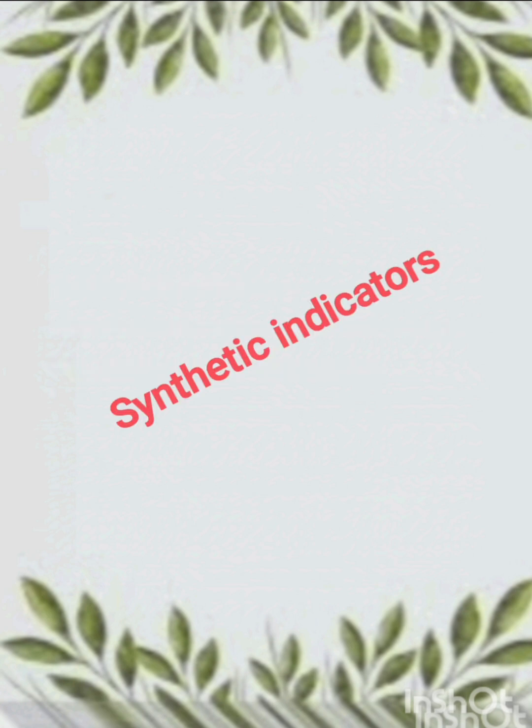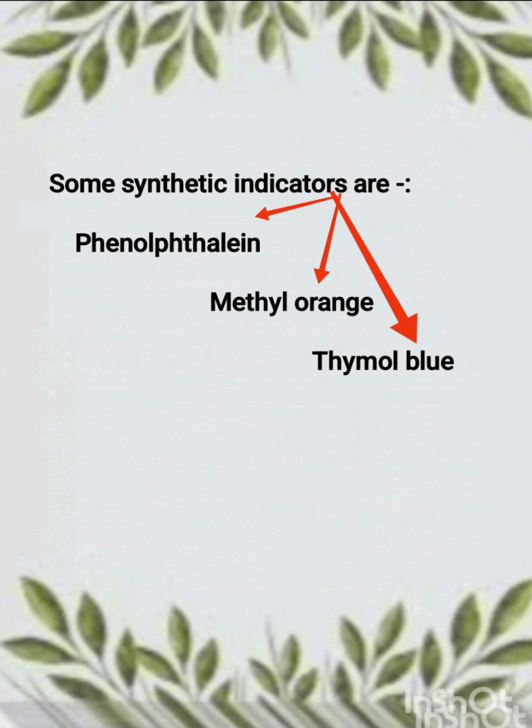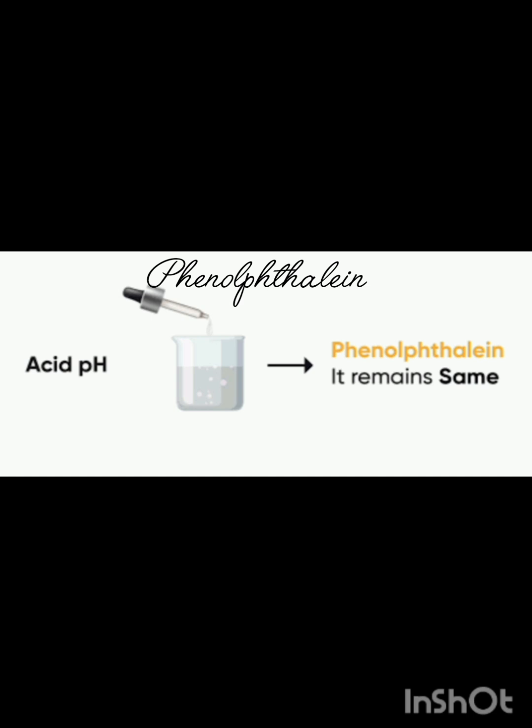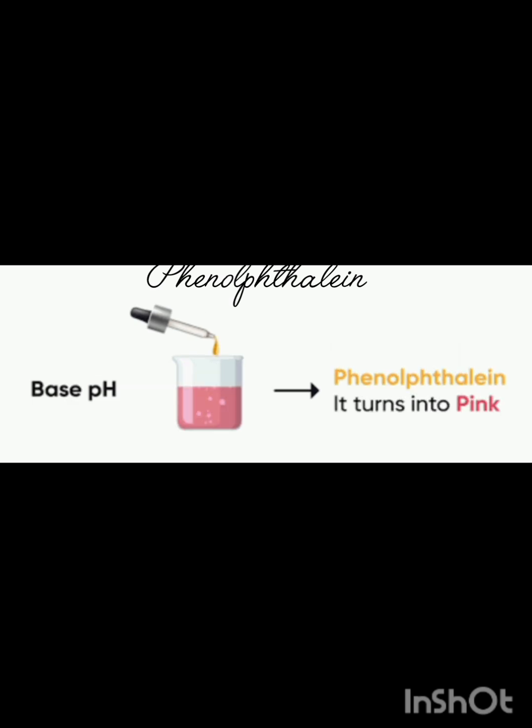Okay? Let's learn about synthetic indicators. Students, apart from the natural indicators, there are some synthetic indicators which are made by chemicals like phenolphthalein, methyl orange and thymol blue. These indicators show specific color change in acidic and basic solutions. Phenolphthalein is a common indicator because its color change is very obvious, which makes it easy to use. It is colorless in acidic solutions and turns pink in basic solutions.